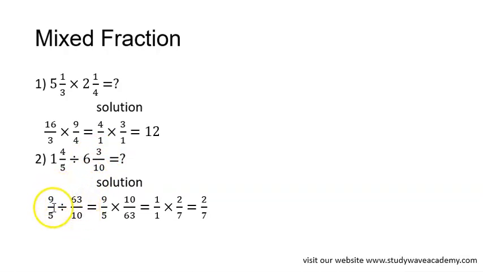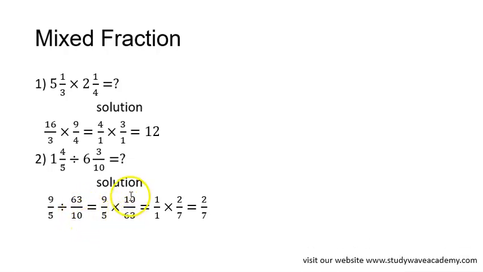So we have done what? Turned it into an improper fraction. What do we do next? We reciprocate the second fraction, which is the divisor. We change it upside down. So we have 9 over 5 times. We change the division sign to times 10 over 63.